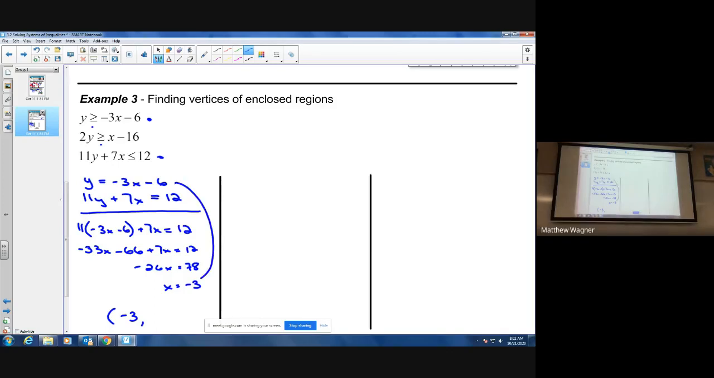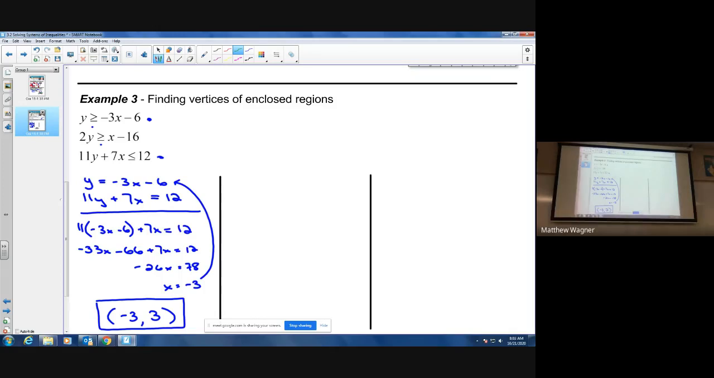All right. We figured out our x, so the question is, how do we figure out our y? Well, I'm going to go back into one of my equations and plug it in. Negative 3 times negative 3 is 9. 9 minus 6 is positive 3. And that is the point of intersection of those two lines.